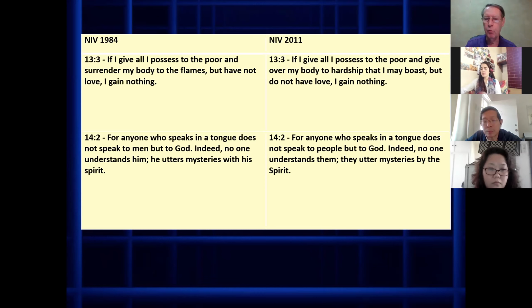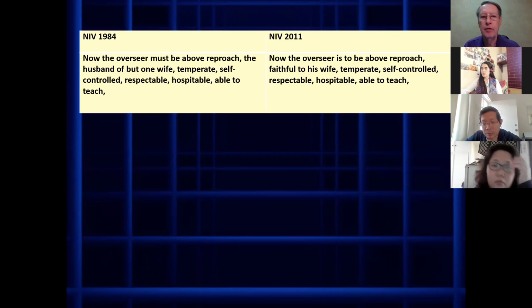And let me give one more example here. In 1 Timothy chapter 3, where Paul gives the requirements for overseers. He says in the 1984 version, now the overseer must be above reproach, the husband of but one wife, temperate, self-controlled, respectable, able to teach. Okay, the husband of one wife, he says there. In the 2011 version, it says, now an overseer is to be above reproach, faithful to his wife. And I believe that that is the correct translation. And there are many reasons for that.